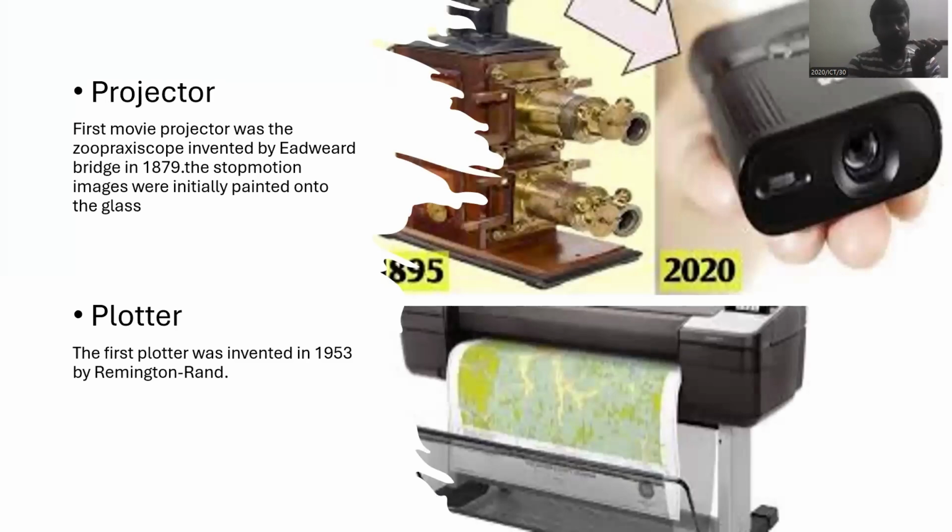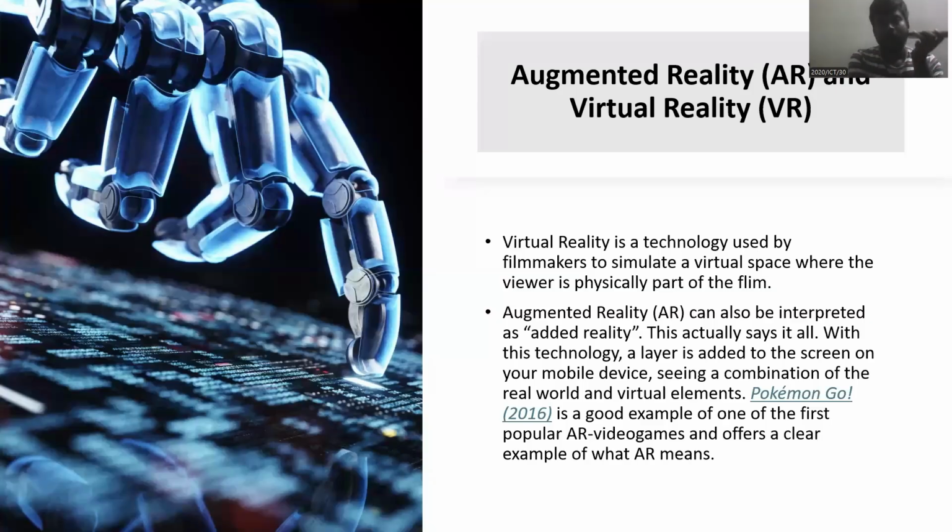Next one, projector. The first movement projector was the Praxinoscope invented by Edward Rich in 1879. Next one, plotter. We can see the plotter in the slide. Next one, AR and VR.